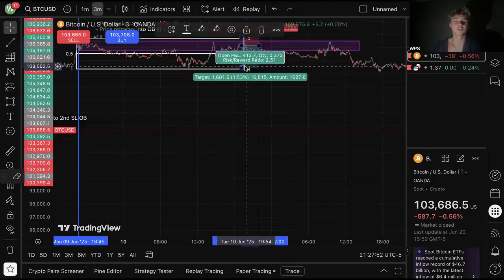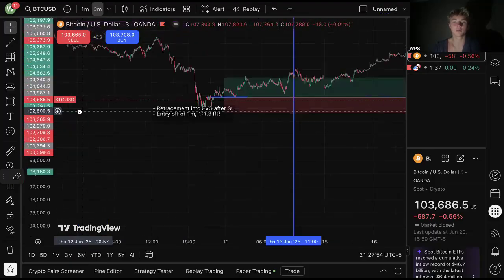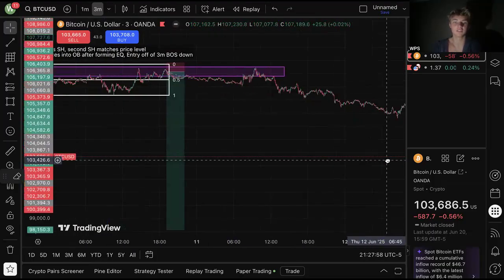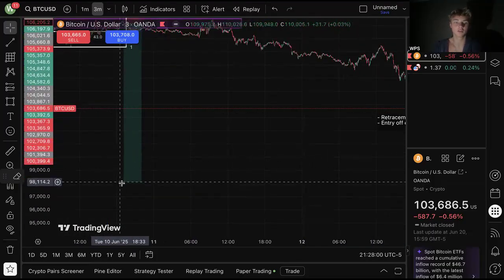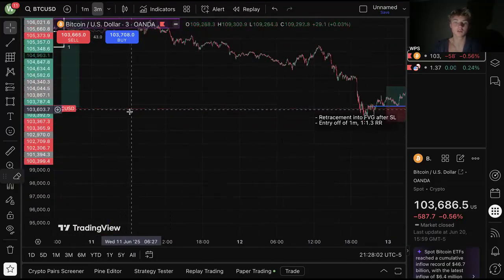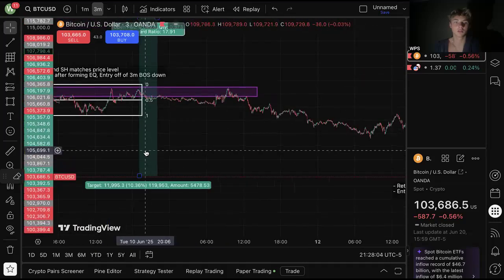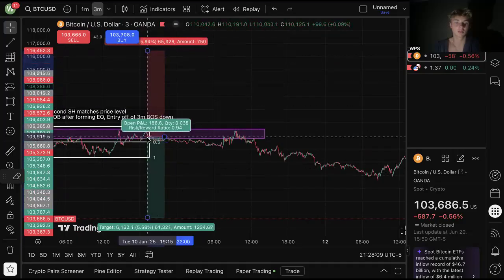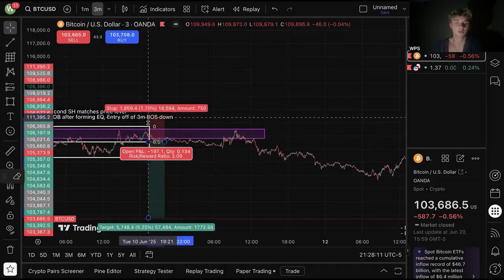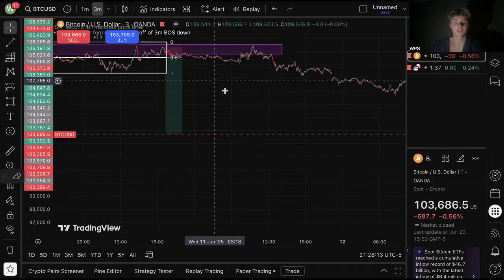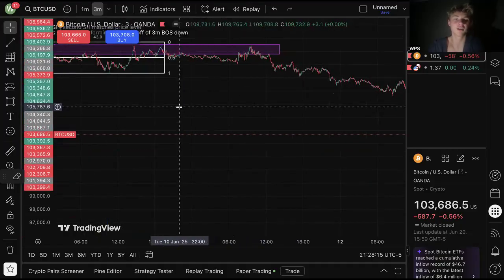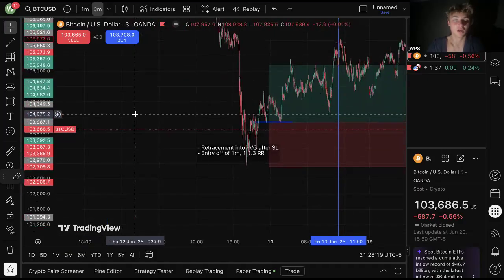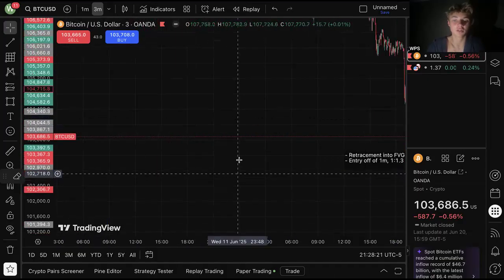If not a 14-to-1 RR trade on that, if it hit this low right here, I guess I could have gotten like a 7 or 8 RR trade, which would have still been really good. So here, this one's a little bit different.